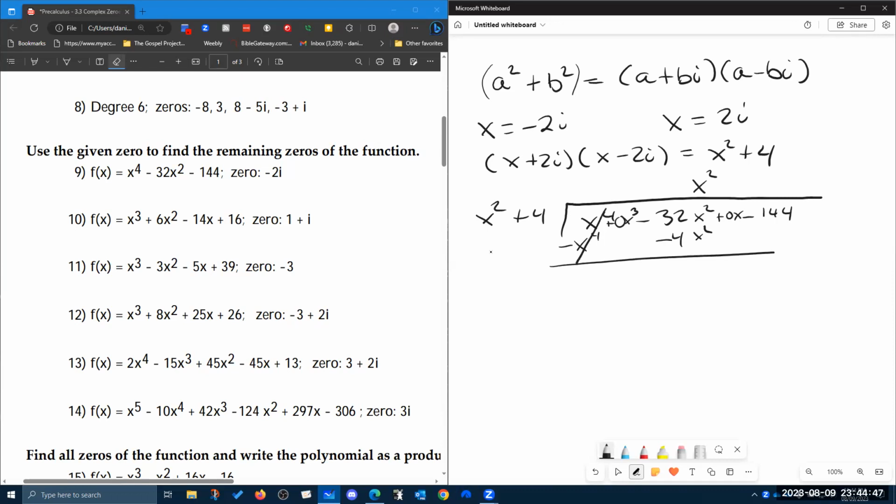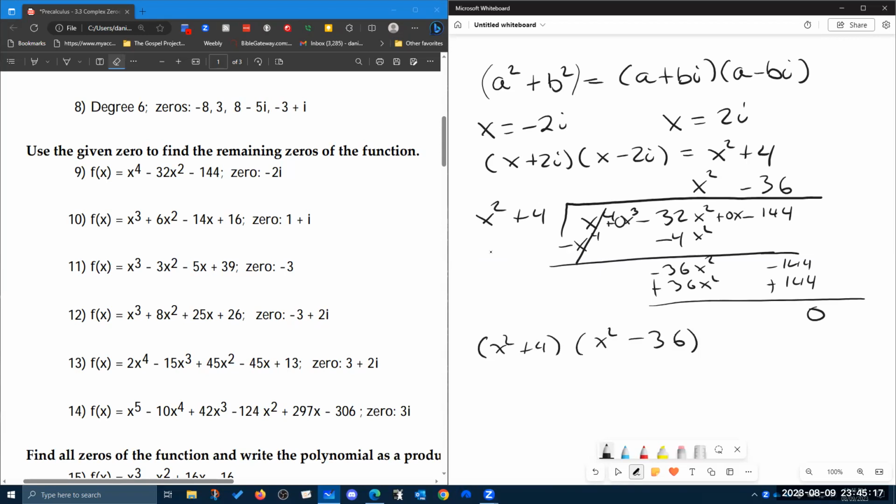Don't need my x cubed term. This is going to be a negative 36x squared minus 144. 4 times 36 is 144. Change my signs and add. There's a remainder of 0, which makes this x squared plus 4 times x squared minus 36. That leaves me with x plus 6, x minus 6.